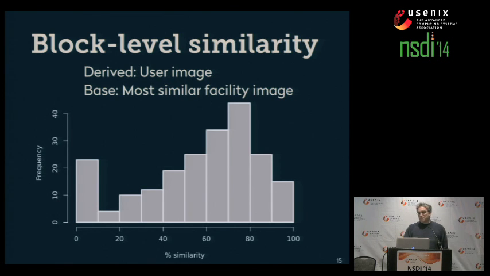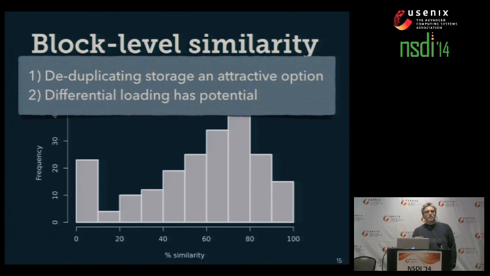of similarity, which implies a couple things. First of all, that putting these images in deduplicating storage is a very attractive option because there is so much similarity that we'd likely save a lot of space, and this is in line with earlier studies that have been done on virtual machine images. And this also suggests that the idea of differential loading, of taking a base image and writing only the blocks necessary to turn it into a derived image, is a pretty attractive option.